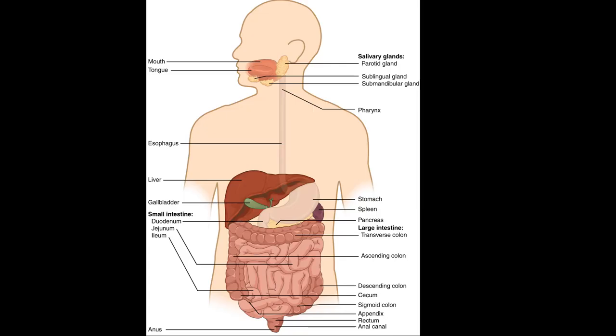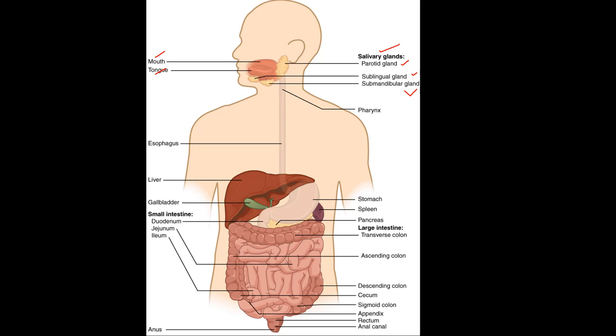Now, let us begin by understanding the organs that are involved in the process of digestion. To start with, we have the mouth and the tongue. Then in this area, we have the salivary glands. The salivary gland is not one, instead it is three: parotid, sublingual and submandibular glands, and these help in the secretion of saliva that contains a very important enzyme that begins the process of chemical digestion. What is that? We will see in a minute.